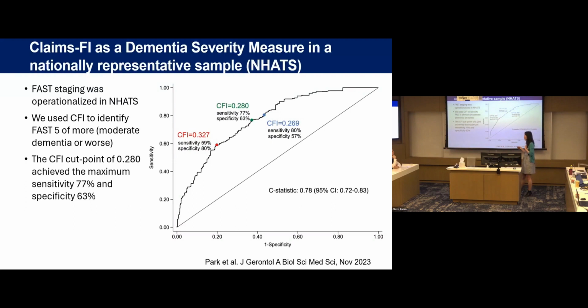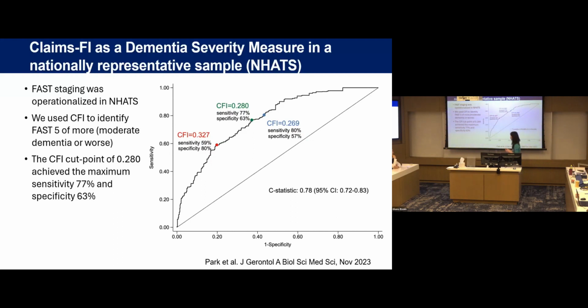So the first thing we wanted to look at was whether claims-based frailty might help us understand dementia severity, because dementia severity is not captured in claims data very well. In fact, dementia is also arguably not captured very well. But because a frailty index approximates the functional status of a person, and one of the strongest ways that we measure severity of dementia is with functional status, then using NHATS, we could look at whether a claims-based frailty index could be used to identify people with moderate or severe dementia.